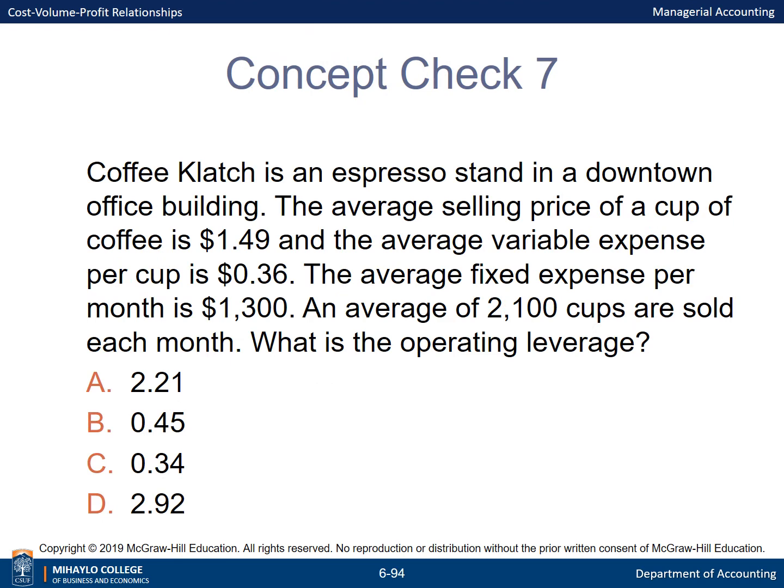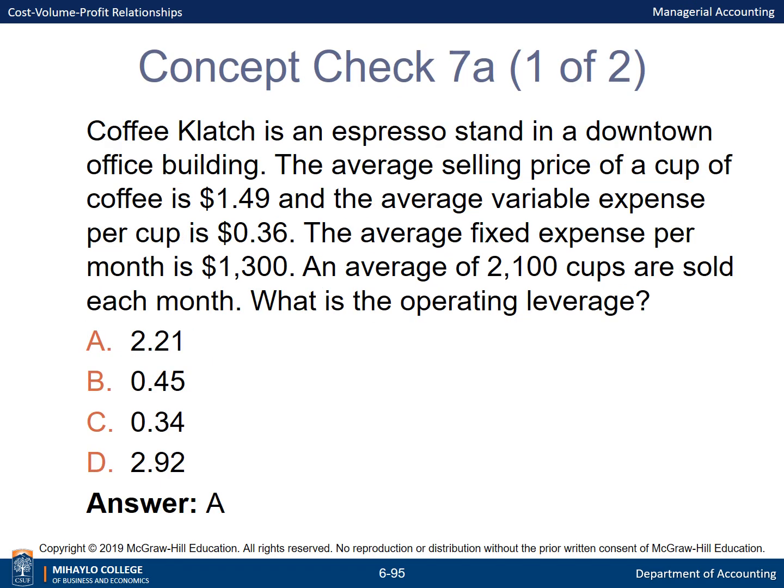Coffee Klatch is an espresso stand in a downtown office building. The average selling price of a cup of coffee is $1.49, and the average variable expense per cup is 36 cents. The average fixed expense per month is $1,300. An average of 2,100 cups are sold each month. What is the degree of operating leverage? The correct answer is A, 2.21.